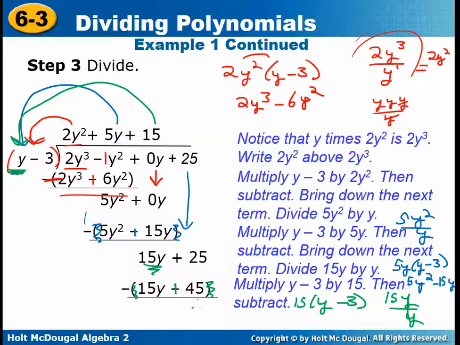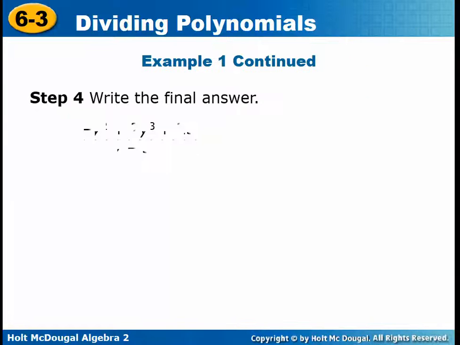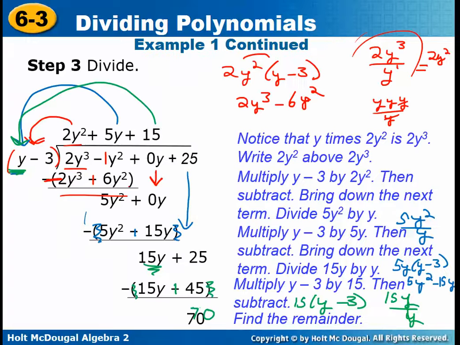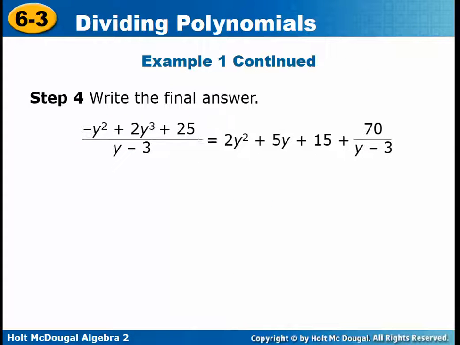25 plus 45 is 70. So my remainder is 70. The way we write our remainder generally is we would write this as plus 70 over y minus 3, because the y minus 3 is what I had here. So you put your remainder at the end over your divisor, what you divided by, y minus 3. So then your final answer is 2y squared plus 5y plus 15 plus 70 over y minus 3.